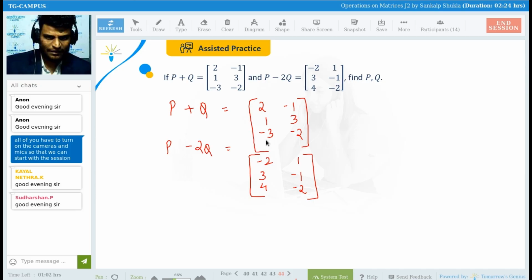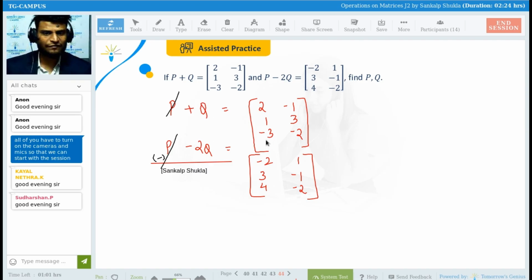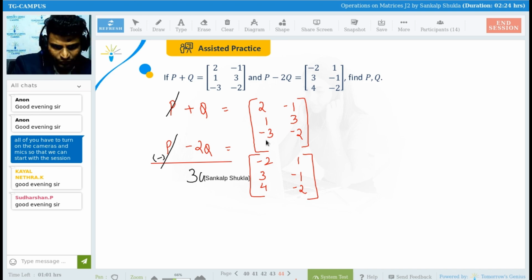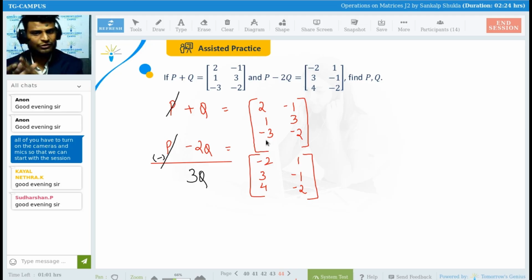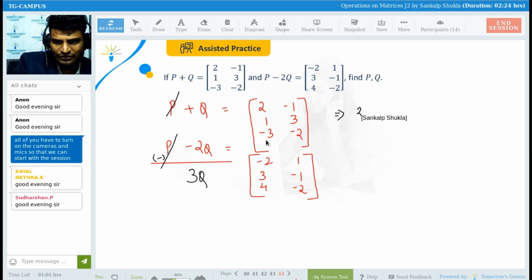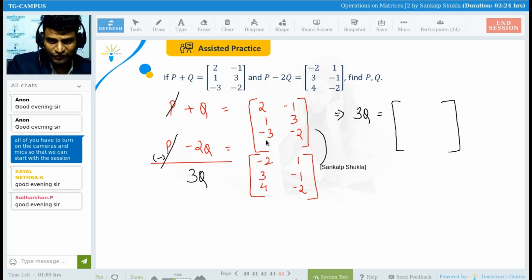So I can do one thing. I can just subtract these two matrices. Yes or no? So this p and p will eliminate itself, and q minus minus 2q will be q plus 2q, that will be 3q. Okay. But if I am subtracting something on the left hand side, then I have to do the same thing on the right hand side also. So this brings me to that 3q will be equal to the difference of these two matrices.